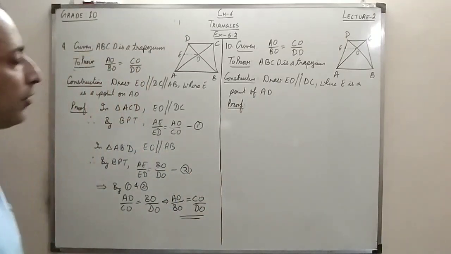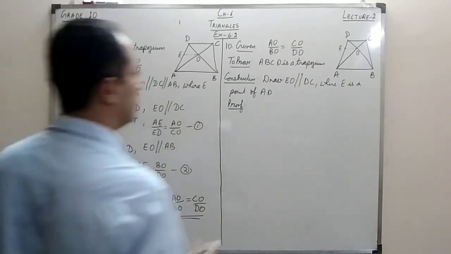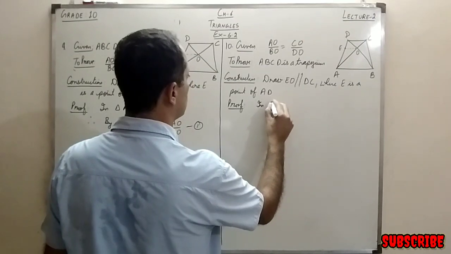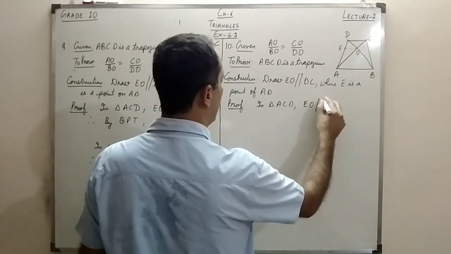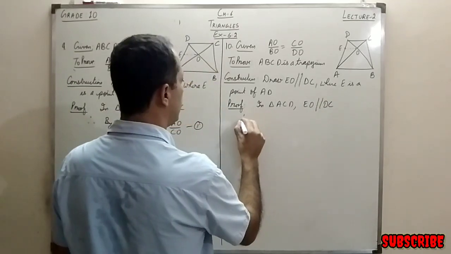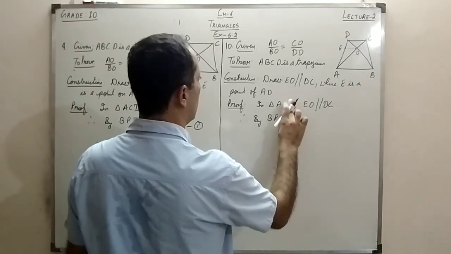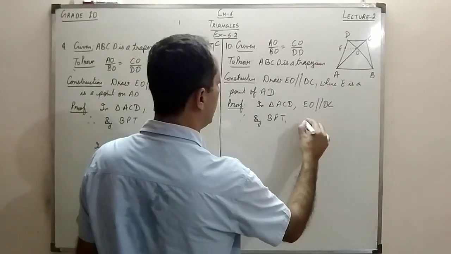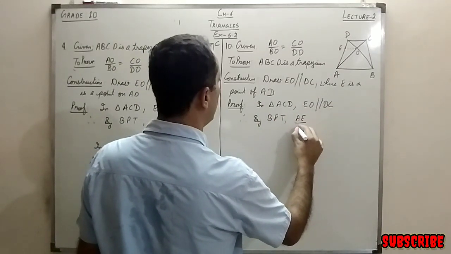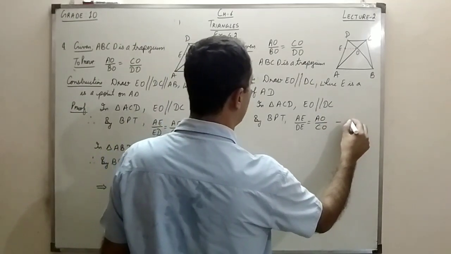Now what we have to do in the proof, again we can begin with the triangle ACD. In triangle ACD, what we have, EO is parallel to DC. So what I can say, therefore by BPT, this is D. Therefore by BPT I can write it as AE upon DE is equal to AO upon CO. I put this as 1.